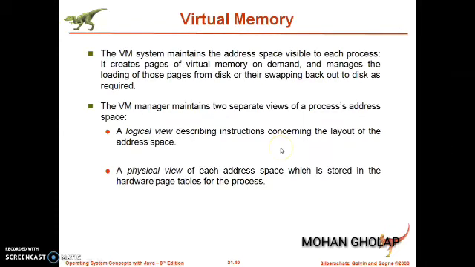So next we'll see the virtual memory. As we saw, along with the physical memory, the system will have virtual memory. This is an additional memory which will be a direct address mapping. Here the virtual memory system maintains the address space visible to each process. It creates pages of the virtual memory on demand and manages the loading of those pages from disk or their swapping back in as required.